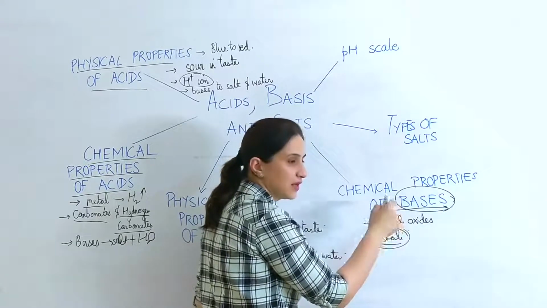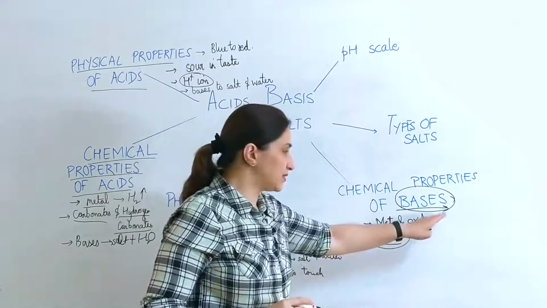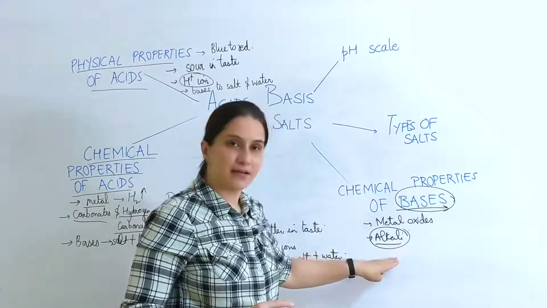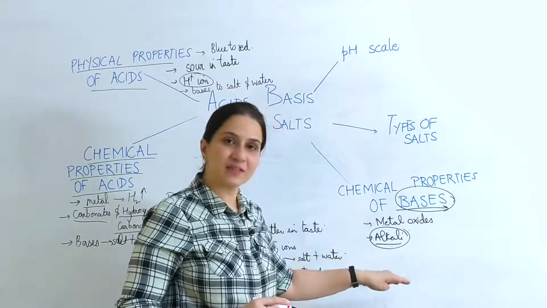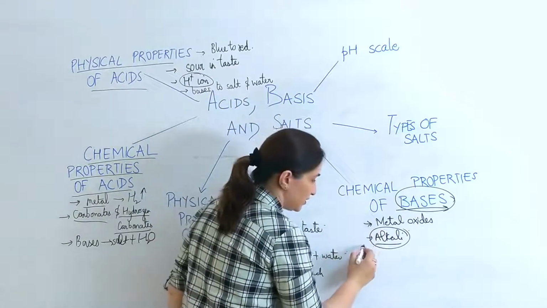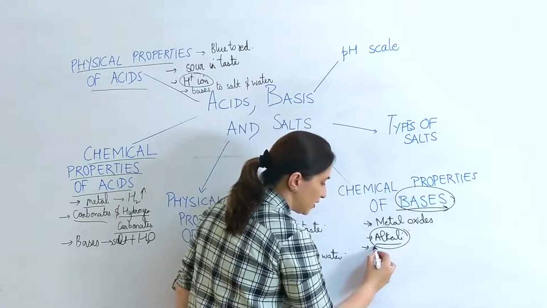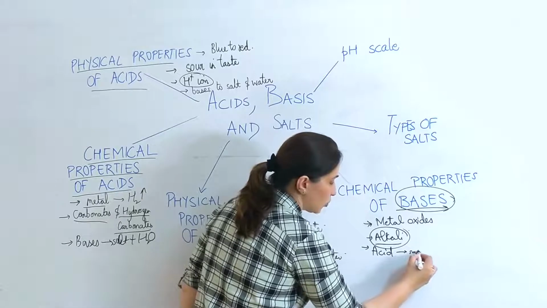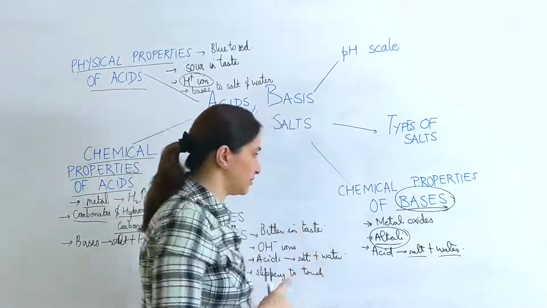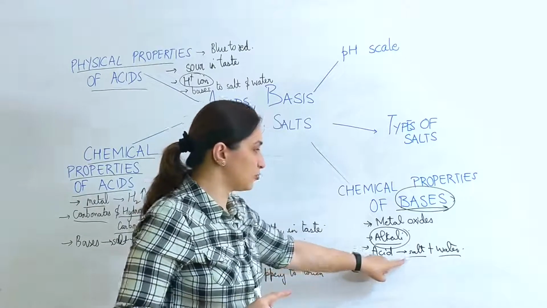There are a few bases, like metal oxides, that do not react with water to form alkali. So all alkalis are bases, but all bases are not alkalis. Please consider this point also. Now coming to the chemical properties of bases, they react with acids to form salt and water. We have been doing this reaction since the first chemical properties of acids also, that is, acid reacts with base to form salt and water.